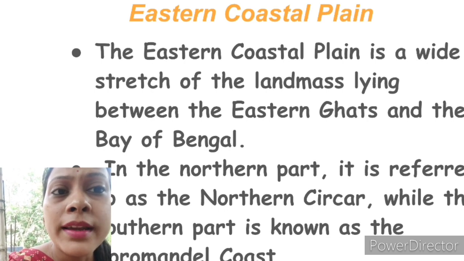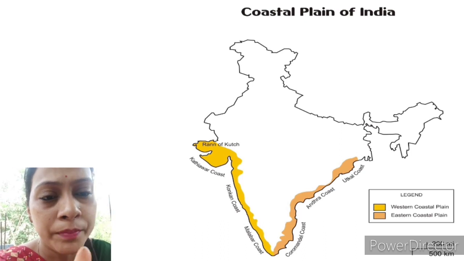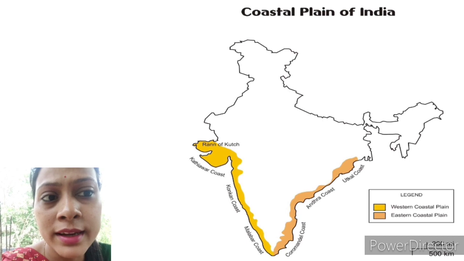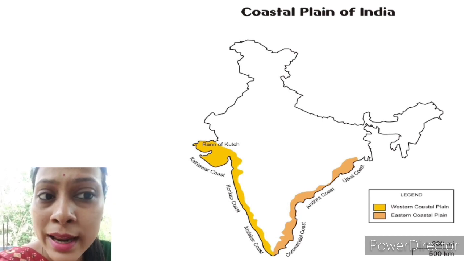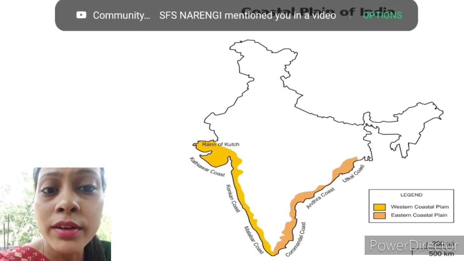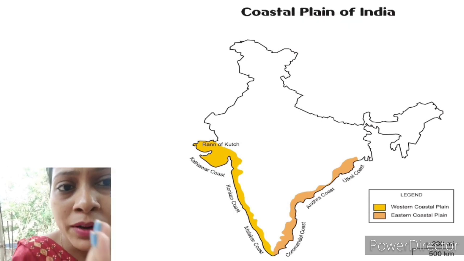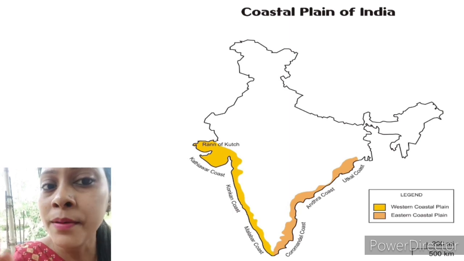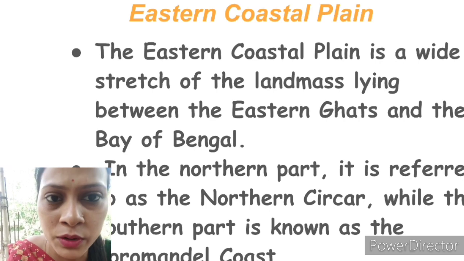The eastern coastal plain is a landmass lying between the Eastern Ghats and the Bay of Bengal. As I said, to the left of the eastern coastal plain lies the Eastern Ghats, and here the sea lies, the Bay of Bengal. Similarly, the western coastal plain lies between the Western Ghats and the Arabian Sea. Okay, let's learn first about the eastern coastal plain only.